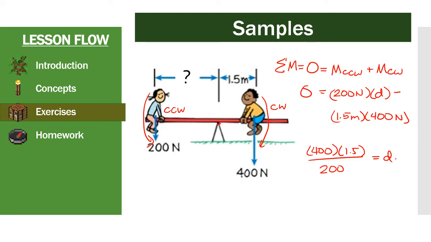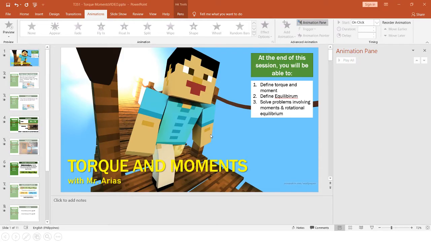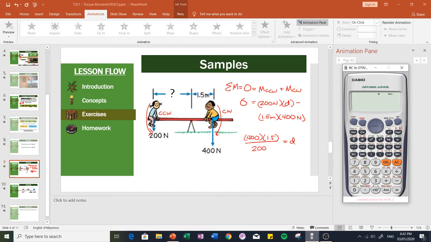Okay, now let's go and grab my calculator real quick. I'll just keep these annotations as said. Okay, so that would be 400 times 1.5 divided by 200 gives me a distance of 3.